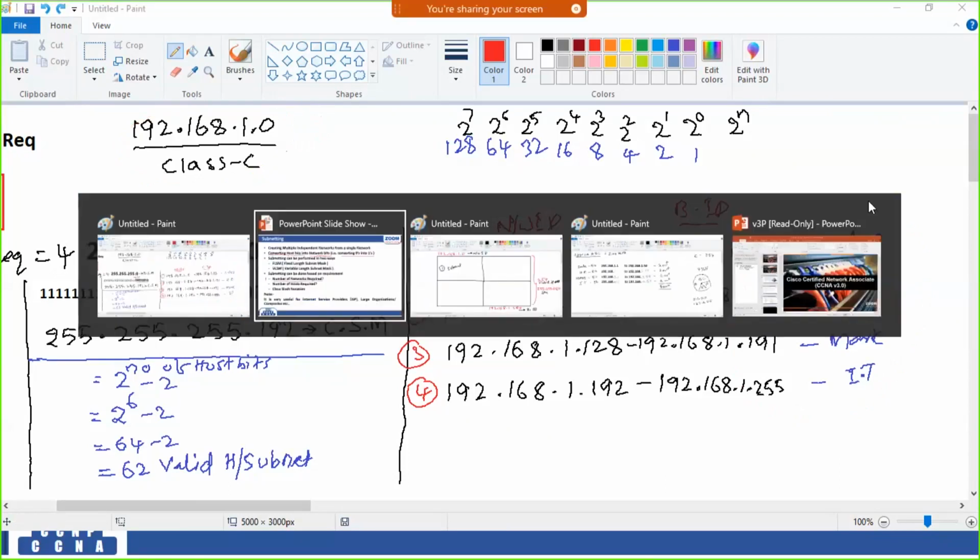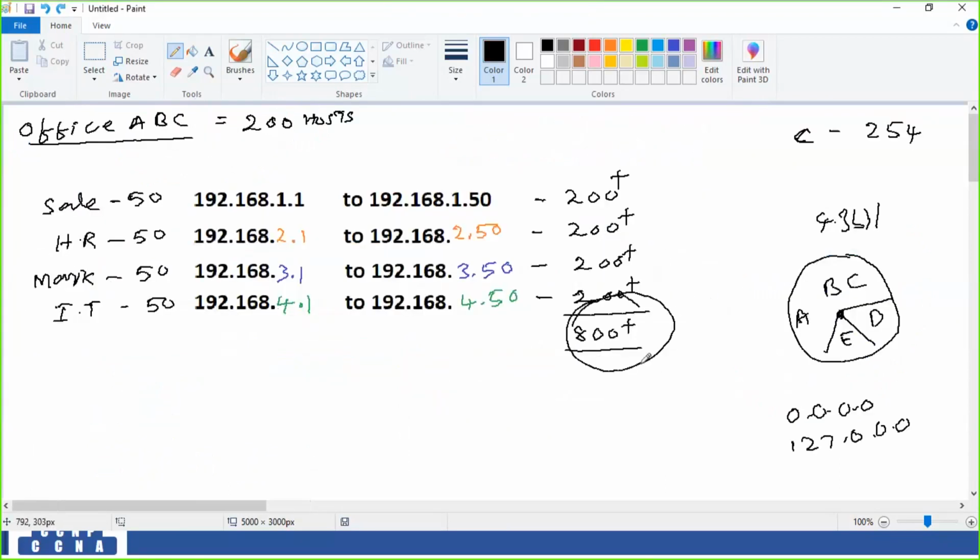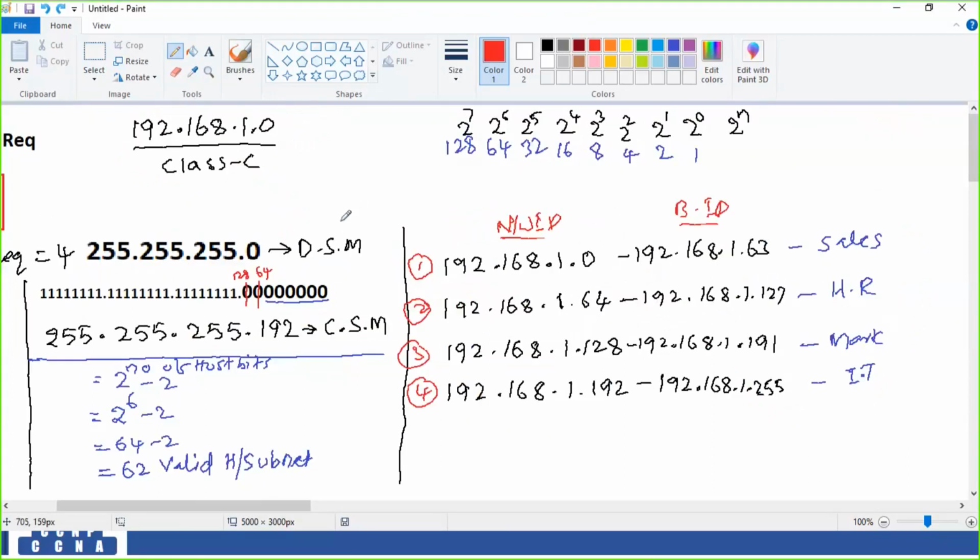If I use different networks, how many IPs are wasted? 100, 800 plus. If you go for different networks, you waste many IPs, but we take only one network. If you use only one network and divide it into multiple parts, you minimize the IP wastage, and at the same time our requirement is satisfied.